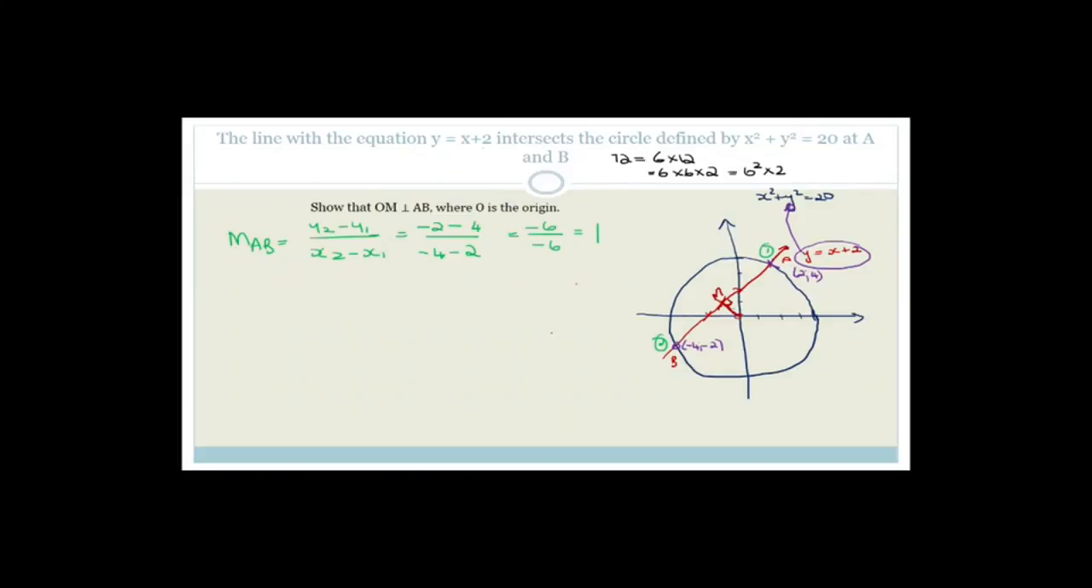So now let us find out the gradient of this. We found the midpoint of this, which is minus 1, 1. So the gradient of OM is going to be y2 minus y1 over x2 minus x1. I'm going to call this point 1 and this point 2. So therefore, it's going to be 0 minus 1 over 0 minus minus 1, which is minus 1 over 1, which is negative 1. Ta-da! Therefore, m_AB multiplied by m_OM equals 1 times minus 1, which is minus 1. Therefore, AB is perpendicular to OM. Ta-da! Done. Sorry, why am I saying AB when I meant OM? OM, sorry.